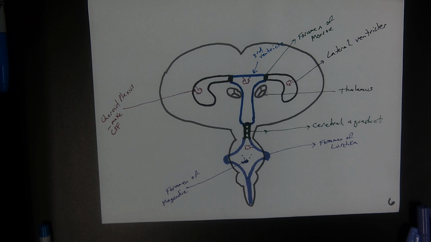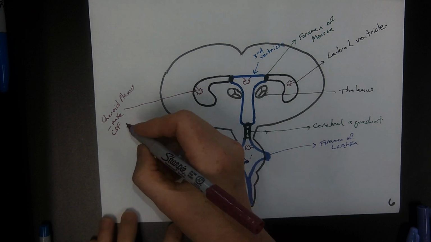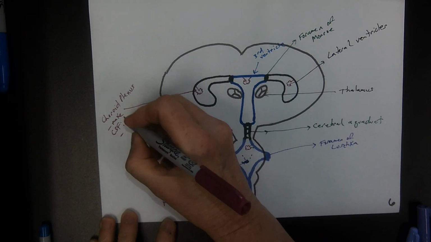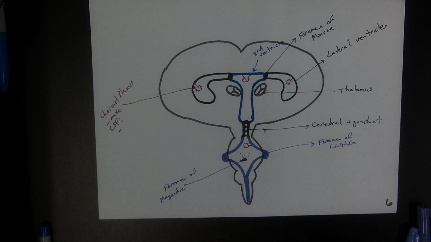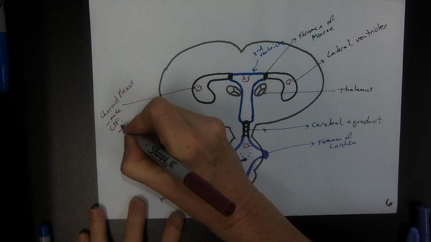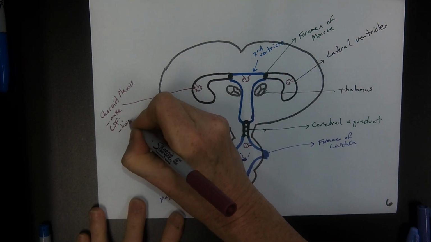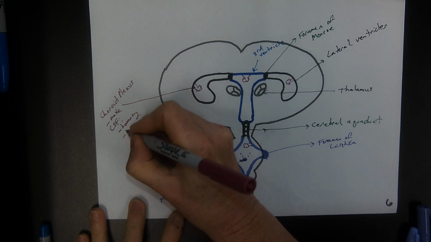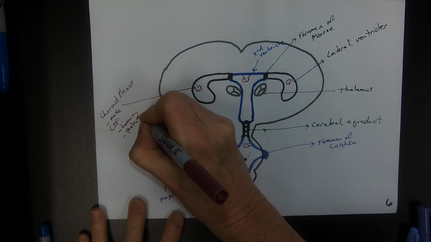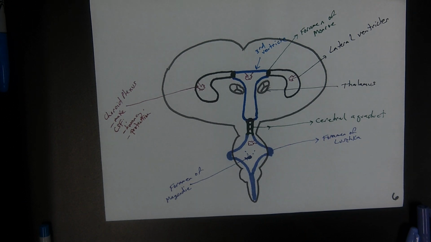Okay. And the CSF has a couple of functions. So CSF helps to provide buoyancy to the central nervous system. Essentially the central nervous system has the CSF inside of it, through the ventricle system, and also around the outside of it through the subarachnoid space. Right? So it provides buoyancy. It provides protection. All that fluid floating around provides an extra layer of protection.